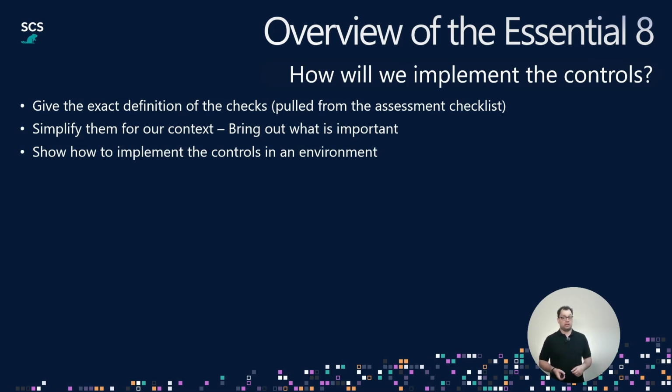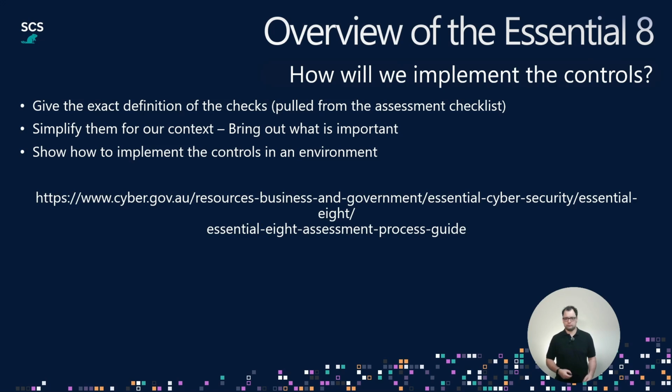The assessment plan I'm working through is pulled from the ASD's example assessment checklist plan, maturity level 1, August 2024 edition. It can be found here. By the time you're watching this, the assessment version may have moved on. Most of the time, there's no major changes in there. I mentioned our test environment. Let's take a look at that now.